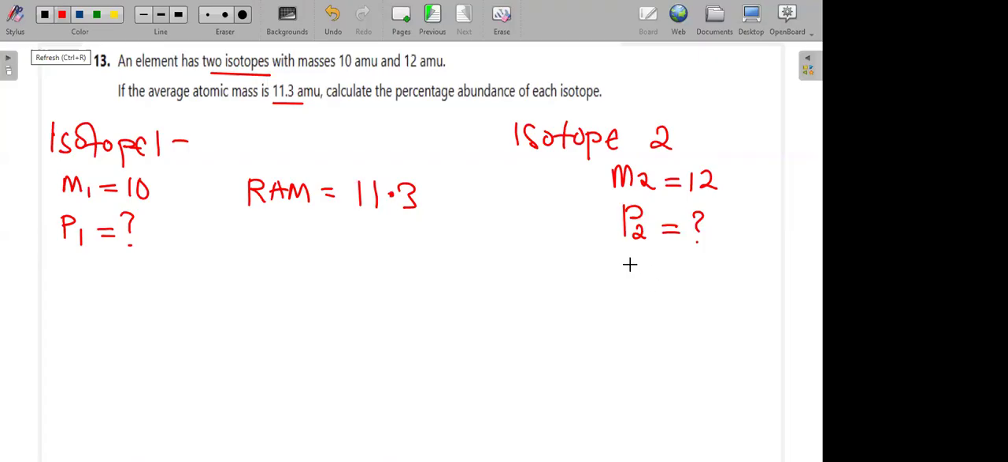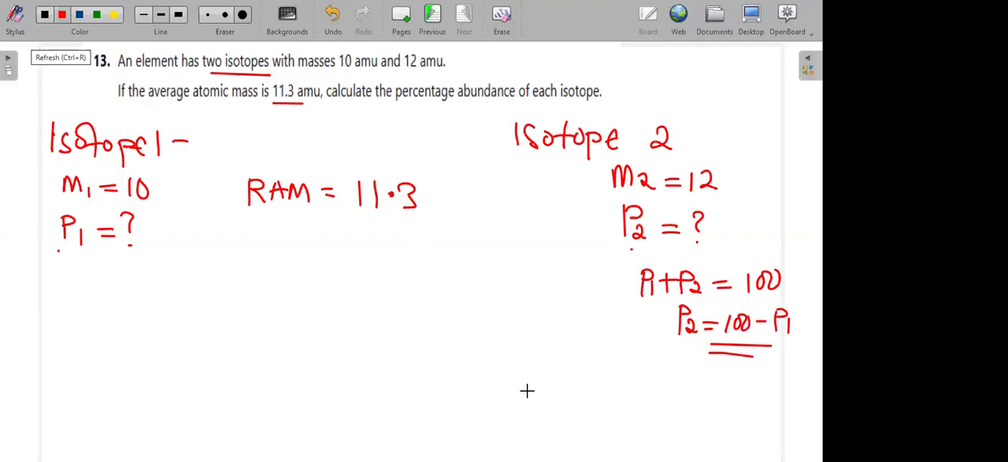Here we need to come up with two equations, because we have two unknowns. P1 and P2 are unknown. We know that the percent for this one and the percent for this one, if I add them, I have to get 100, because the total percent should always be 100. So P1 plus P2 equals 100. Simply meaning I can make P1 or P2 the subject of the formula. So I'll make P2 equal to 100 minus P1.